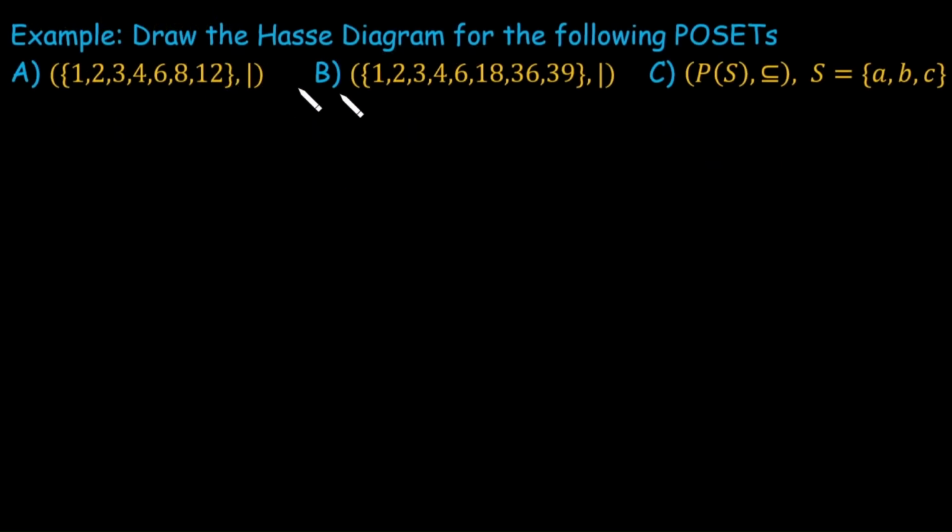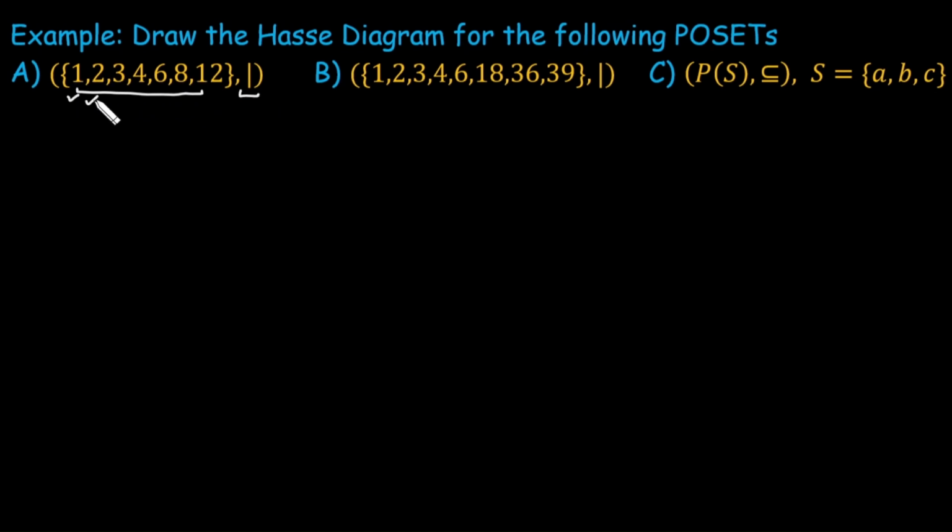So here we have taken the three different examples as a poset. We need to draw the Hasse diagram without constructing its directed graph. How to do that? Let's take the first case. In the first case, we have these elements and the relation is divide.